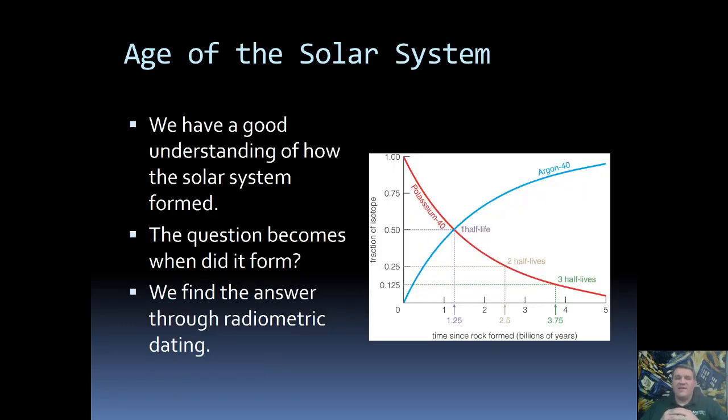One last thing before we leave the solar system generally. How long ago did it form? Well, we get the answer to this by using what's known as radiometric dating. If you've ever heard of carbon dating before, that is one type of radiometric dating.